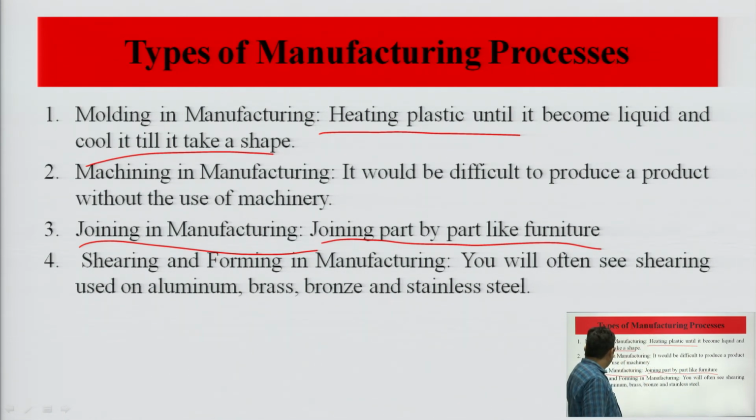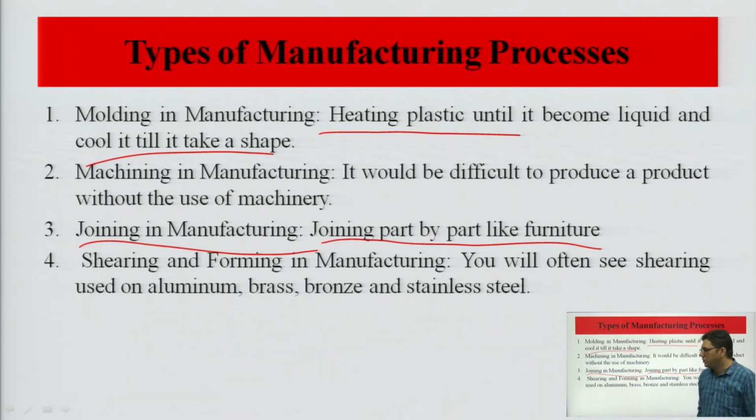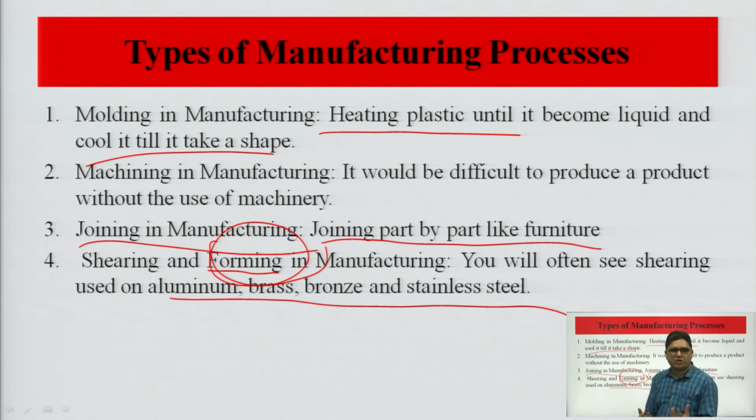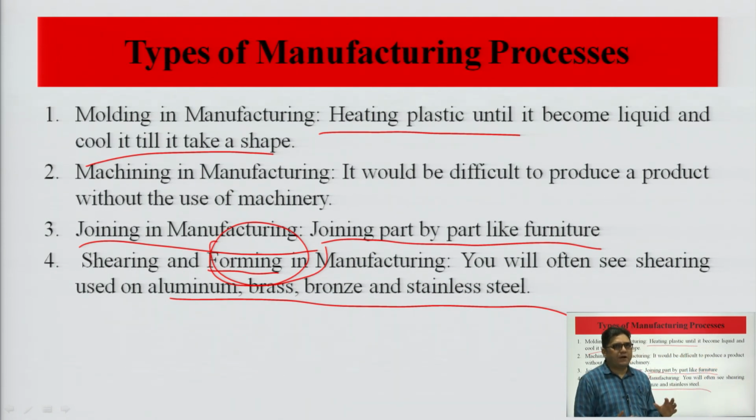Next, it is about shearing and forming in manufacturing. You often see forming used with aluminum, brass, bronze, and stainless steel. Your stainless steel pots, which we have seen, each have a shape. We give the stainless steel a form whereby a pot comes into shape. So, these are the four different types of processes.